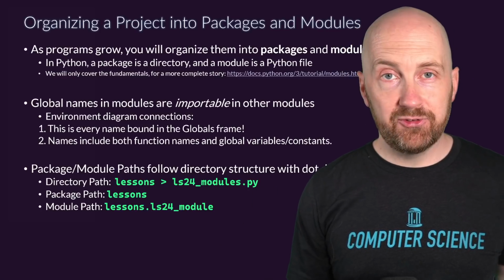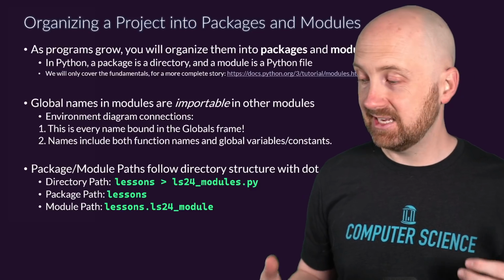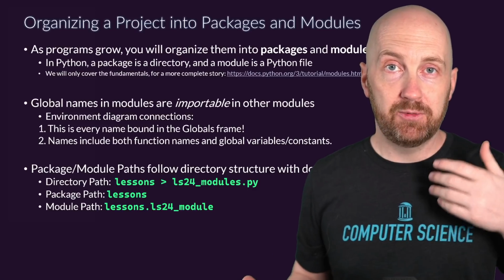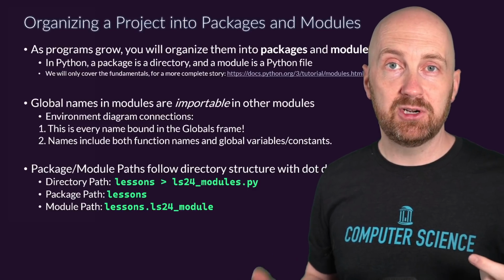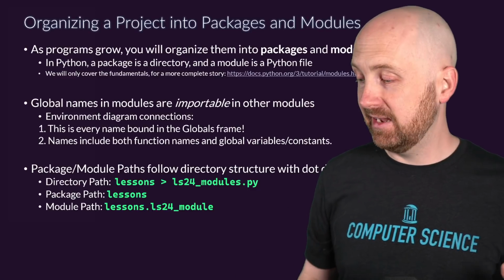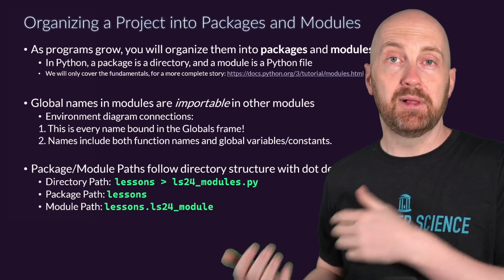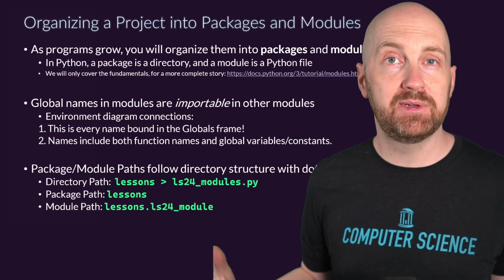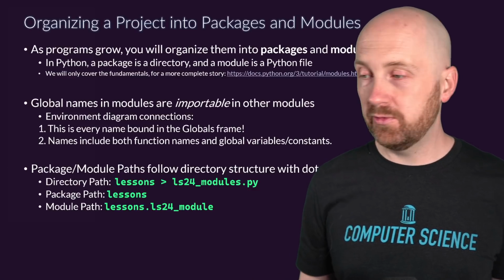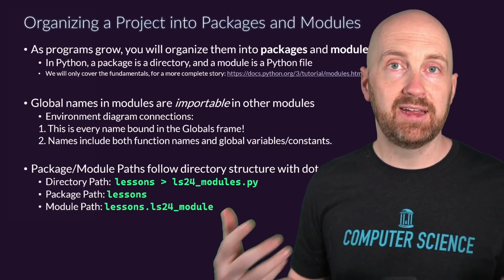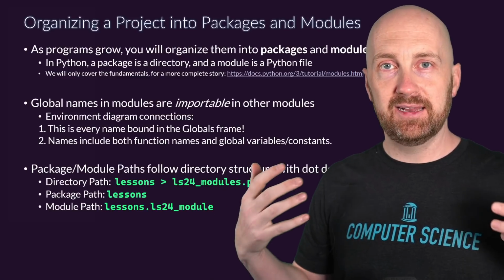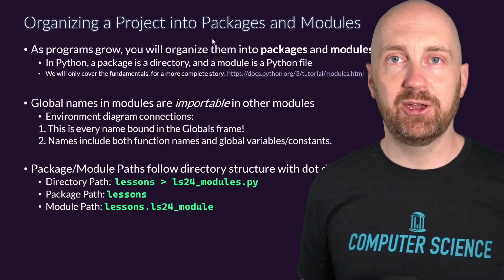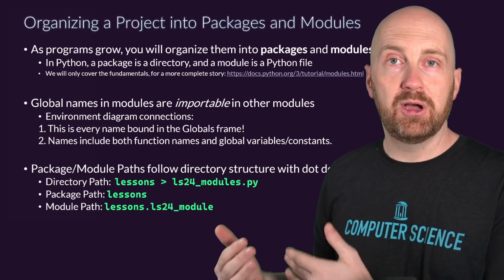And so you'll see in this module path where we've got lessons.ls24_module, that's a complete module path where we've got a package that's specified first, and then the dot is separating, saying, hey, ls24 module belongs to or is inside of this lessons package. And we could have this be multiple levels deep. And you've seen this in other exercises where we've had a single exercise folder that has additional modules within it, and that impacts the path of how you refer to these different modules in your code.